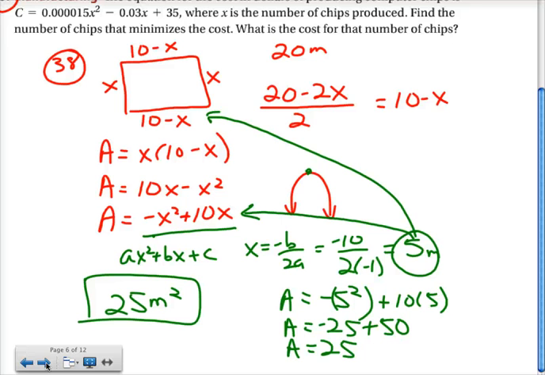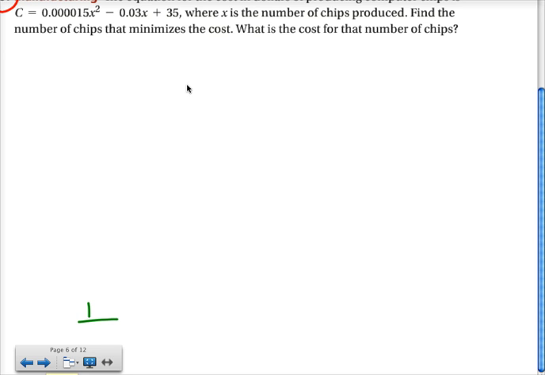The equation for the cost in dollars of producing computer chips is C equals 0.000015x squared minus 0.03x plus 35, where x is the number of chips produced. Find the number of chips that minimizes the cost. What is the cost for that number of chips? So let me get this work out of the way and get started on this one.